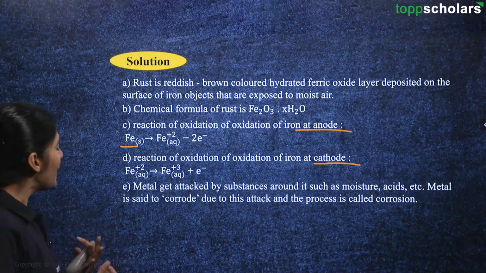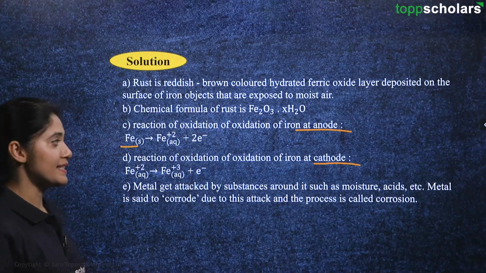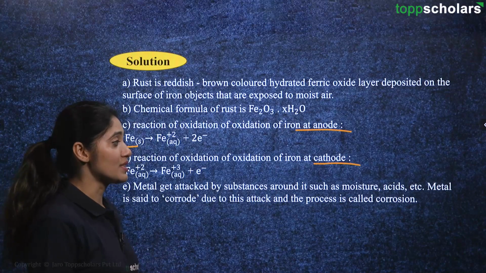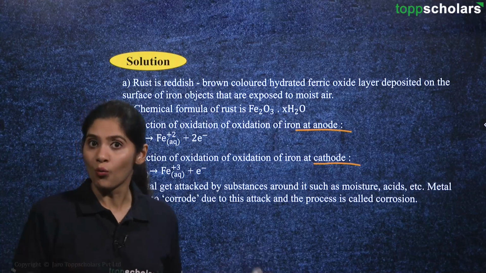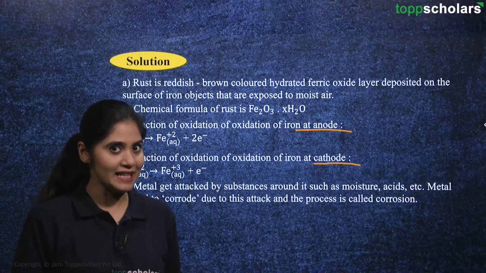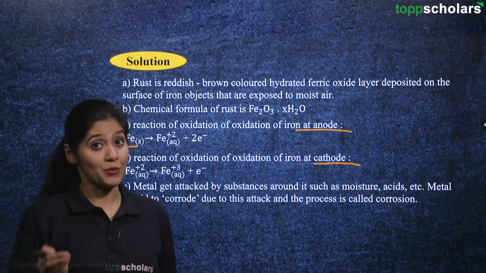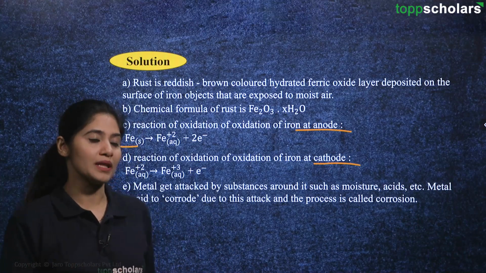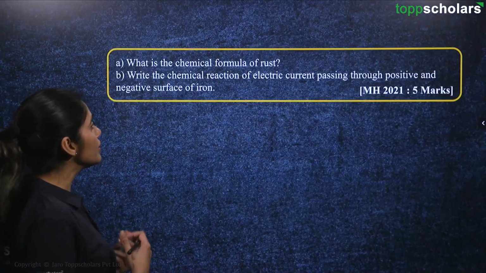Then the metal gets attacked by the substance around it such as moisture, air, acids, etc. Metal is said to corrode due to this attack and the process is called corrosion. So, this answers our last and final question, what is corrosion? So, I hope you found it really easy and then you will be able to answer all other questions which comes from this particular topic, rusting, corrosion of iron, and you will also be able to know the exact reaction taking place. Let's move on to the next question.